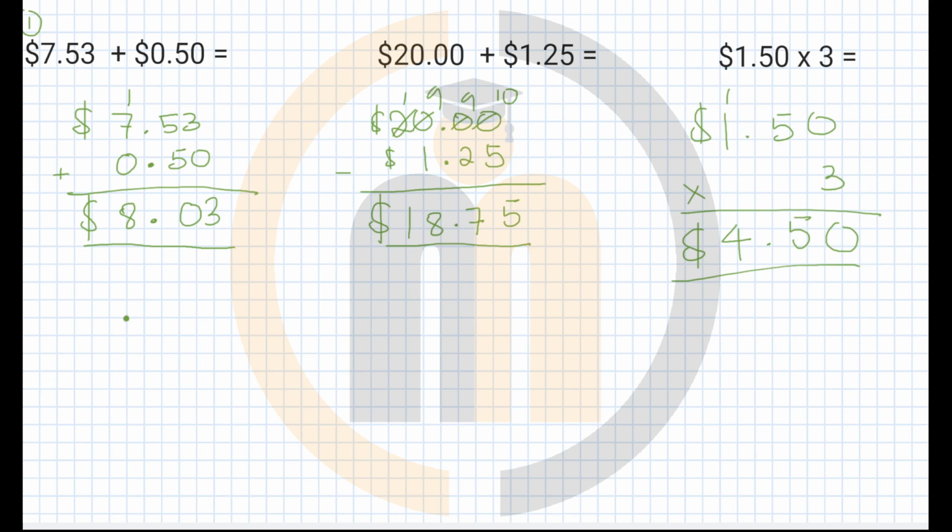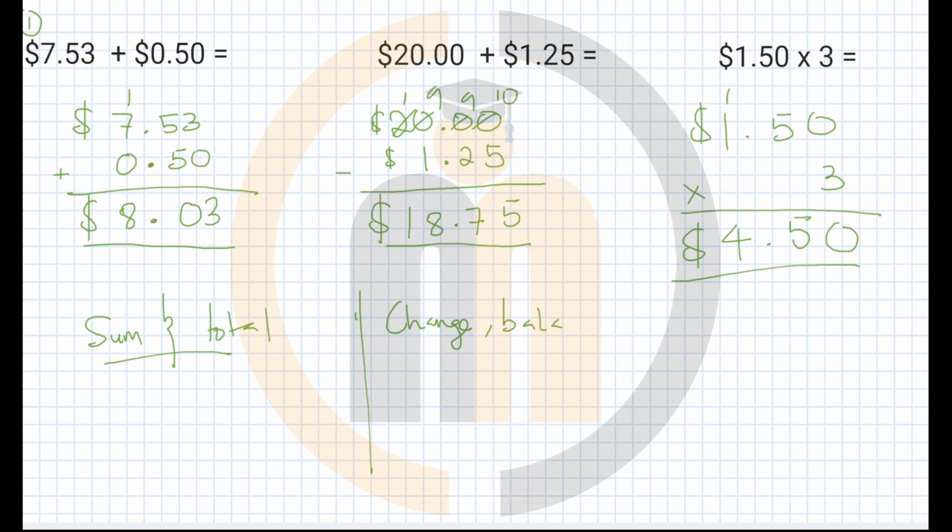Obviously there are a few keywords you need to know in money. One of them is sum and total. This means you have to add the money together. Another keyword you will see is change or balance.